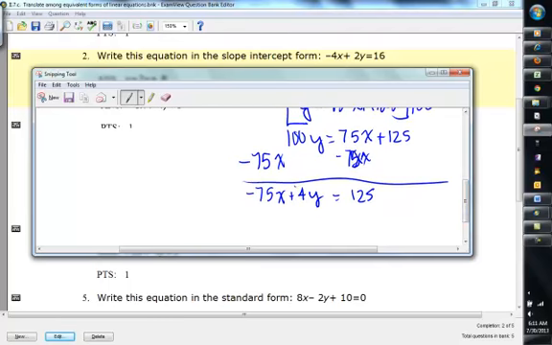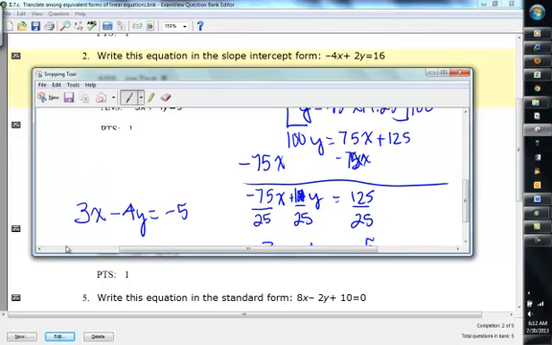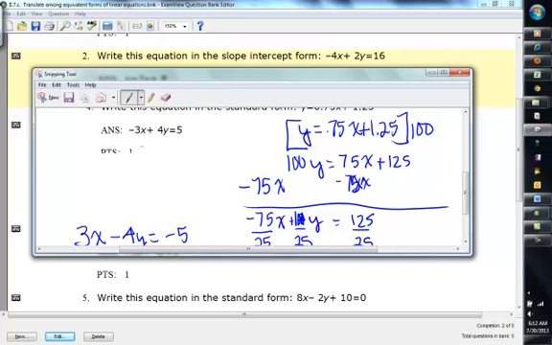Divide everything by 25, that's the greatest common factor. We could have left it that way, to be honest with you. Negative 3x plus 4y equals 5. Sometimes we like to have the first coefficient be positive, so I might rewrite this as 3x minus 4y equals negative 5, but either is perfectly fine. I think the way the test has it is they have the negative one first.